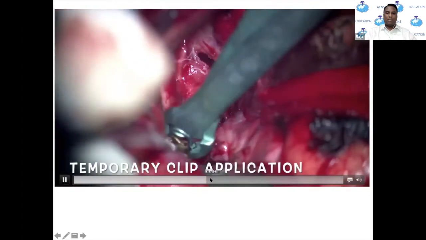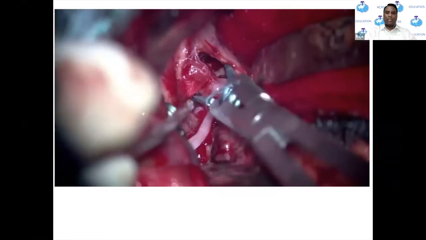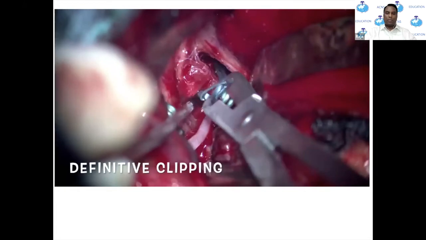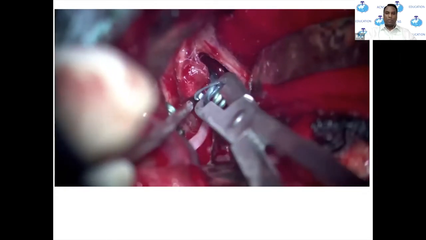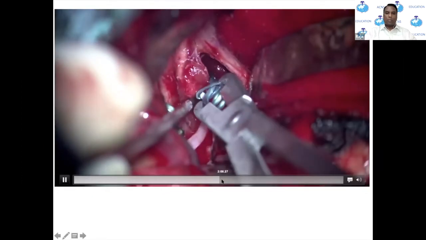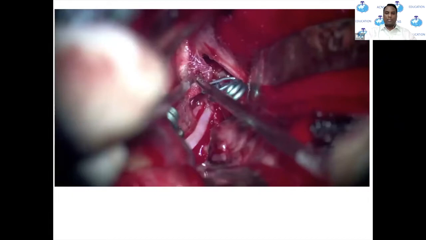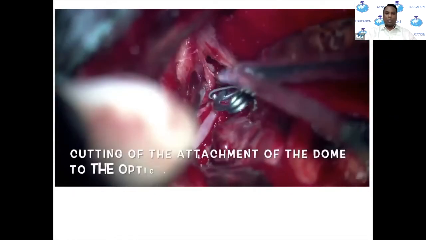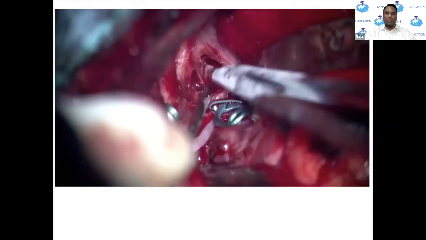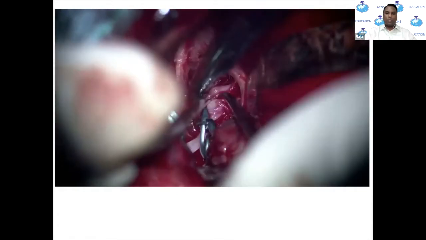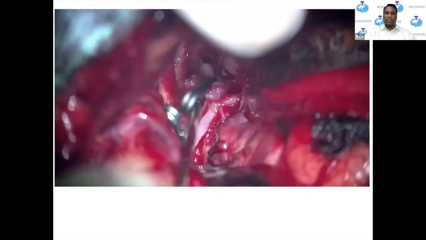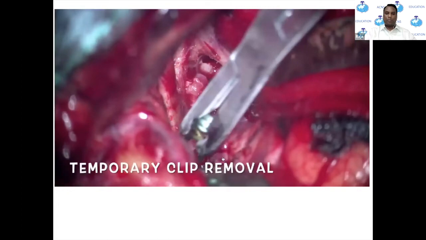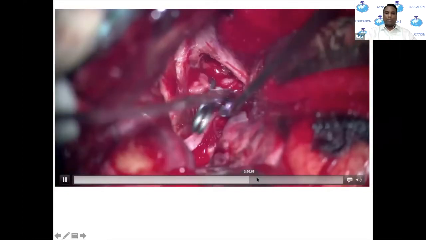Then you again reapply the temporary clip, and then you proceed towards final clipping. The first clip is put across one of the lobes, and then you dissect the dome of the aneurysm from the optic nerve. You cut the attachment of the dome to the optic nerve. The second lobe still remains. We remove the temporary clip, and then we again put a clip over the lower part, and we're ready for the ICG, and the opposite A2 is checked, and everything looks fine.